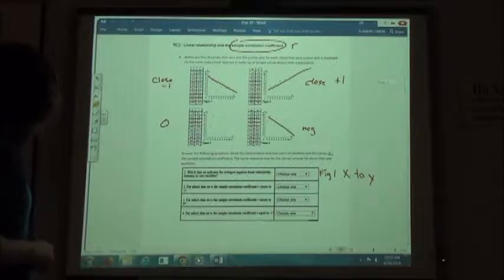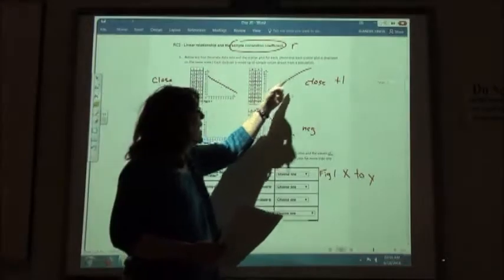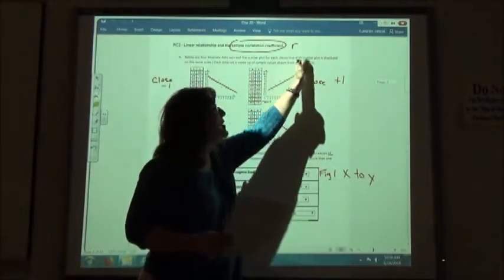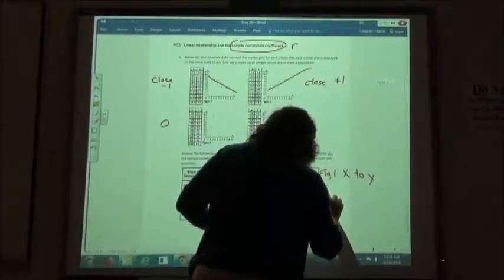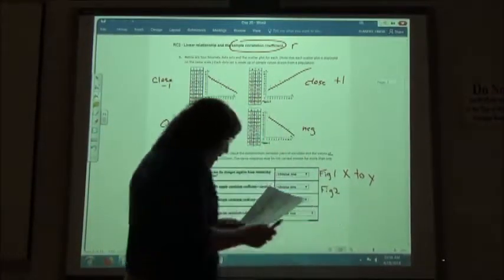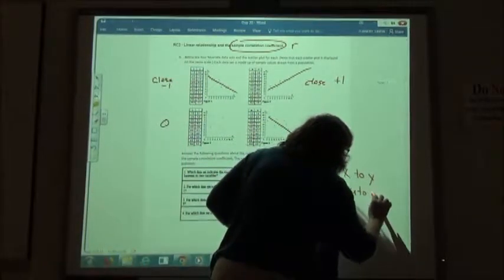The second one, for which data set is the sample correlation coefficient closest to 1? In this case, here is the one that's closest to positive 1. My slope is going upwards. So figure 2, which is the variables U and V, so they'll say U to V.